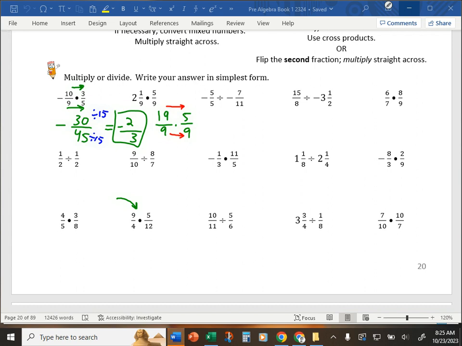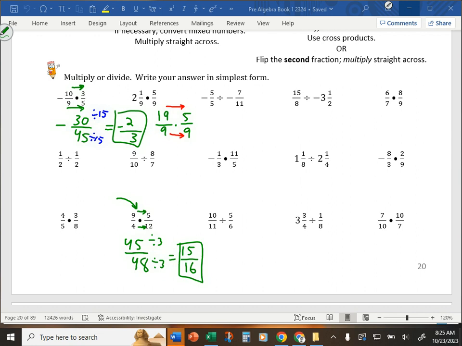So 9/4 times 5/12, we're going straight across. 9 times 5 is 45. 4 times 12 is 48. How does 45/48 simplify? What can you divide 45 and 48 by? It does have a common factor. Yeah, 3. 3 goes into both 45 and 48. So you divide by 3, divide by 3, and 15/16 would be your final answer. All right? But how to get there, starting there, right? Multiplying straight across.